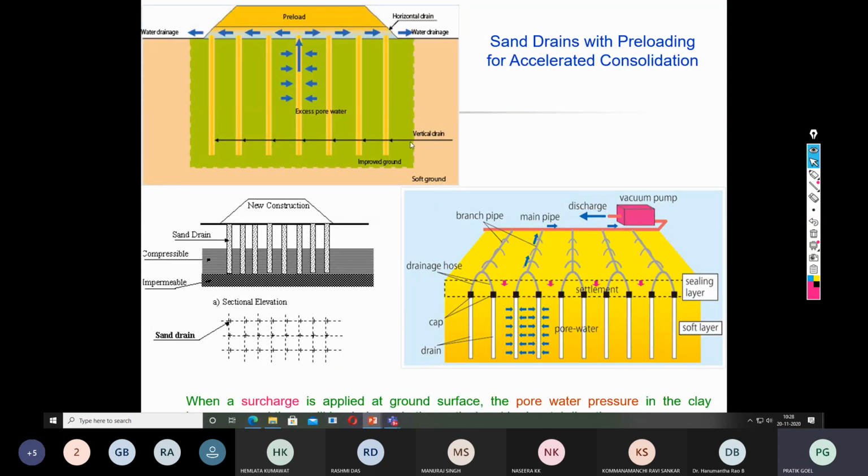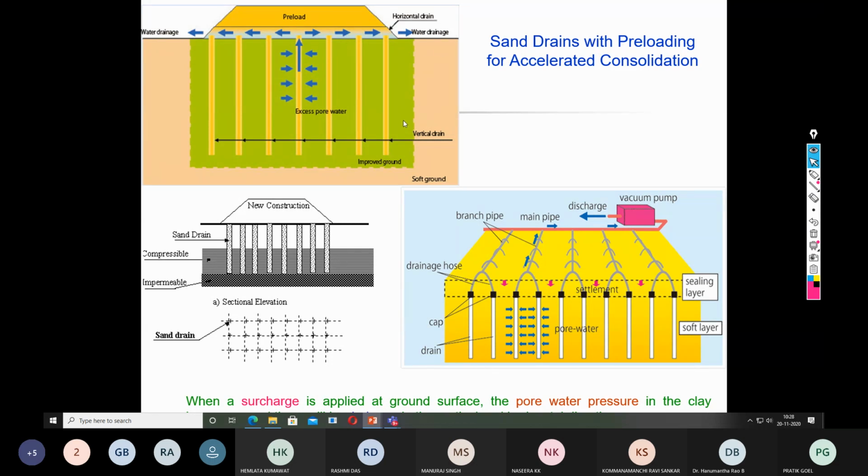So this is again the mechanism of the sand drain, as you can see. These arrows indicate the movement of water upon imposition of the surcharge load after installation of the sand drains. These are all sand drains. They collect the water, and because of the surcharge load, all the water will come onto the surface, and from the surface it will be channelized to a drain.